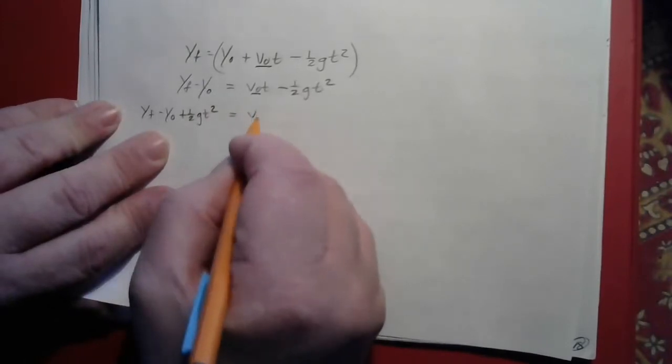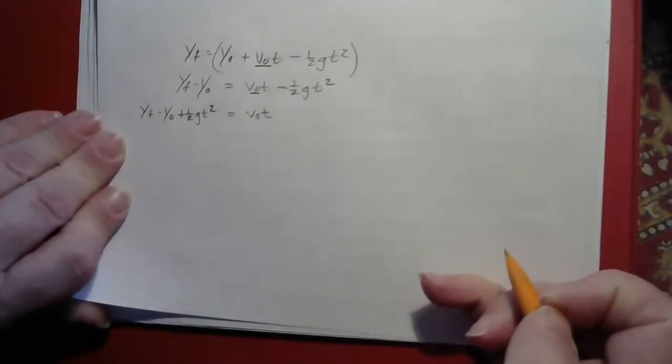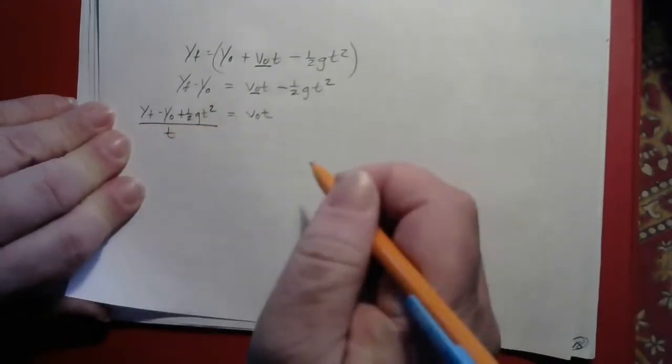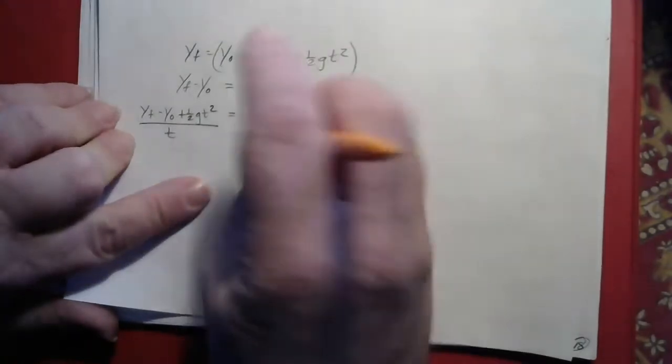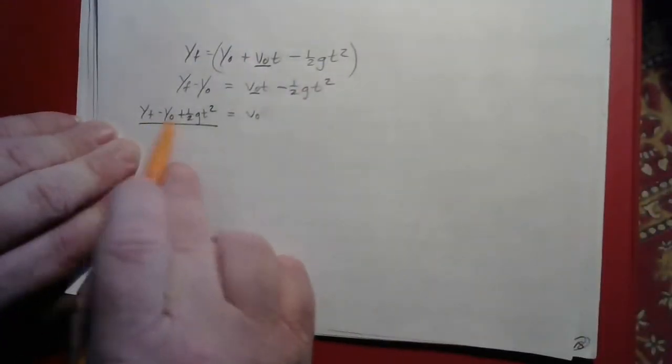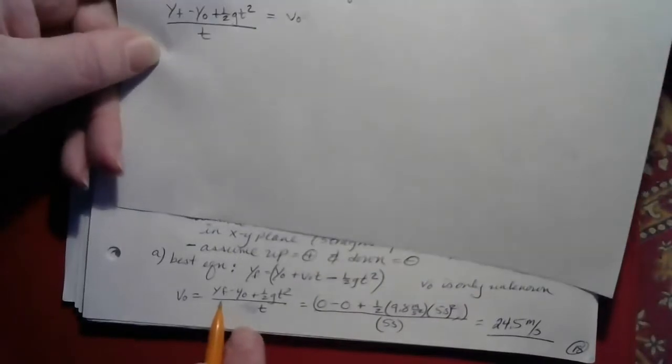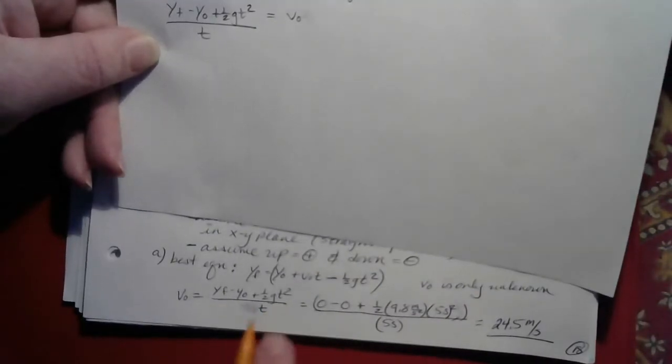Okay, and that should equal V original times time. Then if you divide by time, we get V original by itself. So we should end up with this equation here. And that, in fact, is what I ended up with.